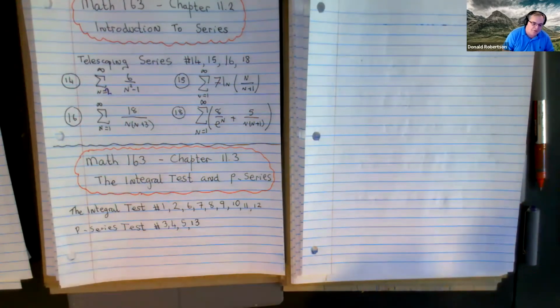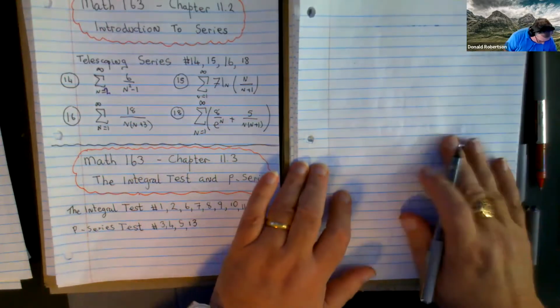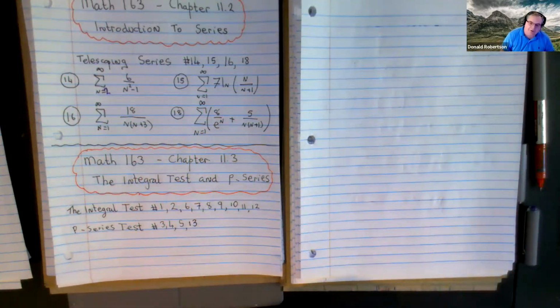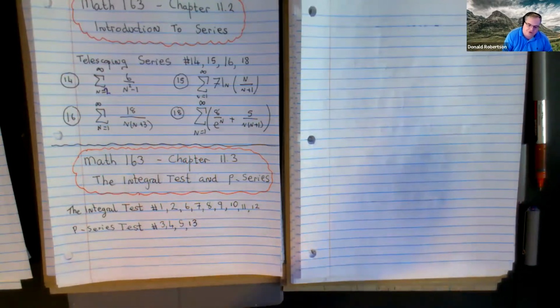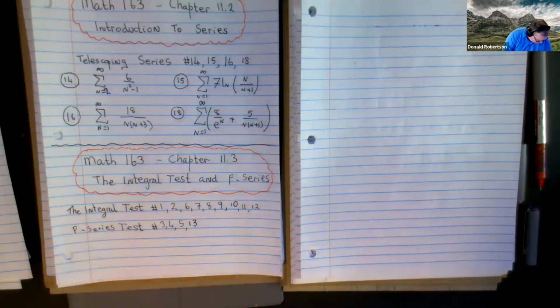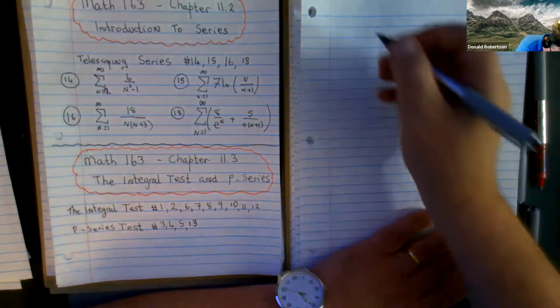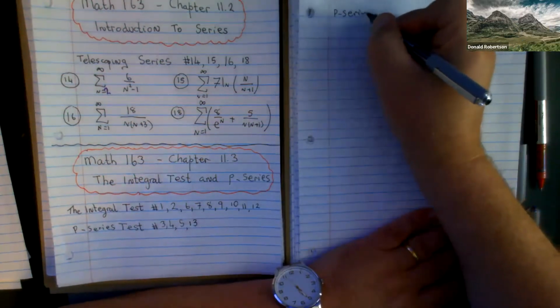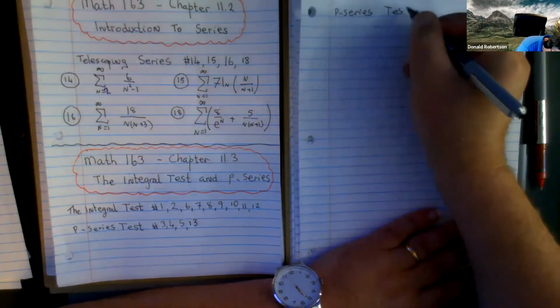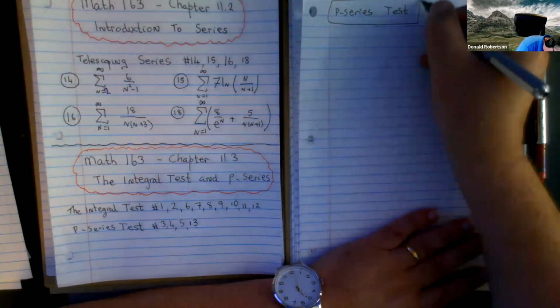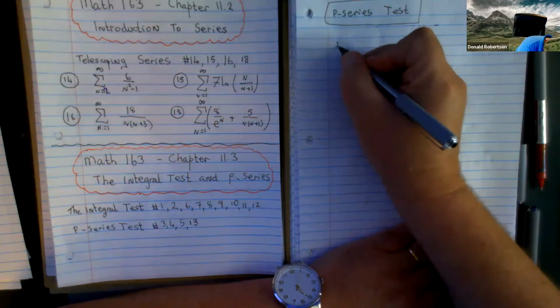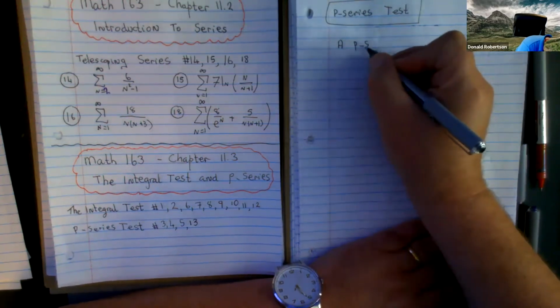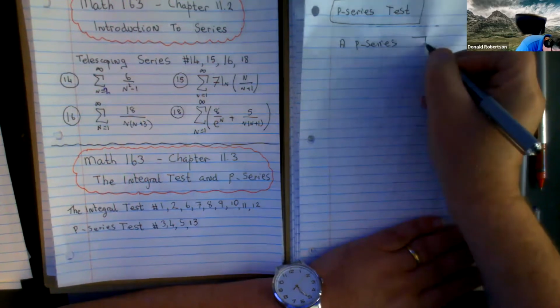11.3 adds to our list of tests. And we've got quite a few. Let's see, what do we know? We know the divergence test, the geometric series test, telescoping series test, and I think that's it right now. So we're now going to add the integral test and the p-series test. I'm going to do the p-series test first because there's fewer of those questions. So let's tell you what a p-series is. A p-series looks like this.